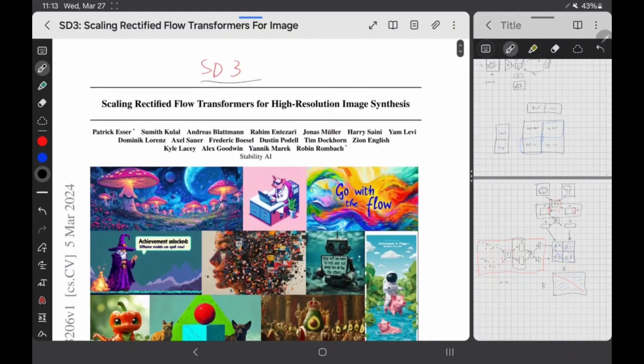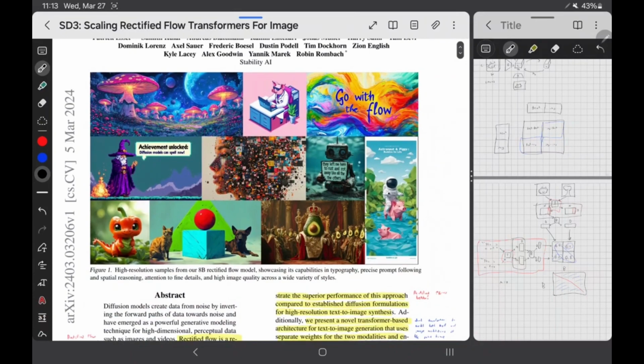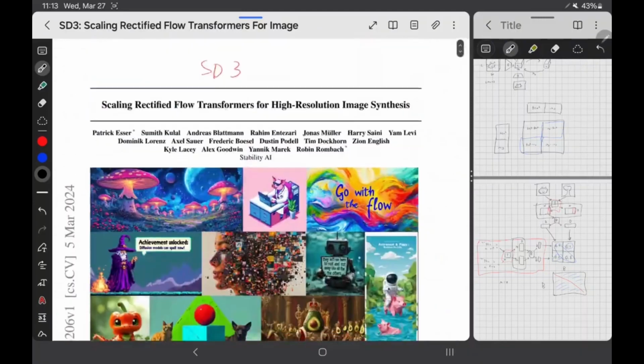I haven't used Stable Diffusion 3 yet, but I'm hoping I can soon. I think it looks really, really good. Anyways, that is Stable Diffusion 3.